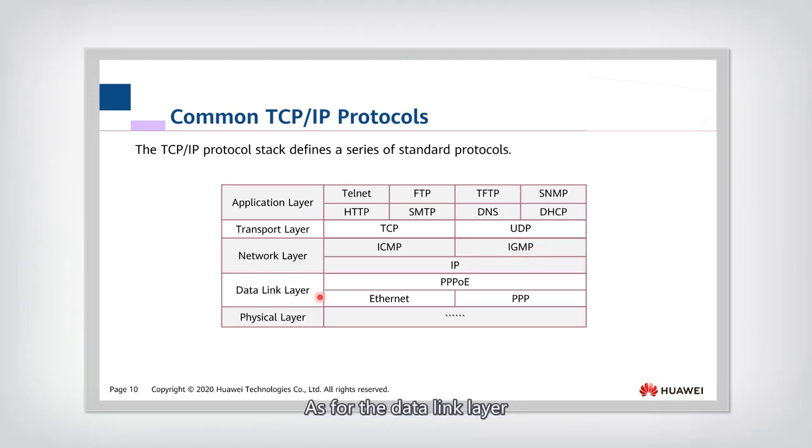As for the data link layer, there are actually a lot of different protocols. For example, Ethernet is used for the wired local area network. And PPP is the point-to-point protocol that can be used in direct point-to-point transmission. The last layer is the physical layer. For the physical layer, we have many more different protocols, for example 802.11, 802.3, satellite, TV, and a lot of other protocols.